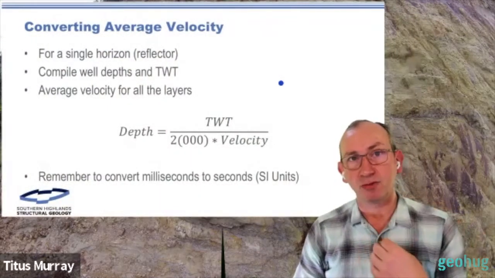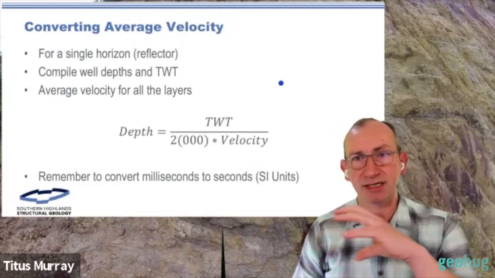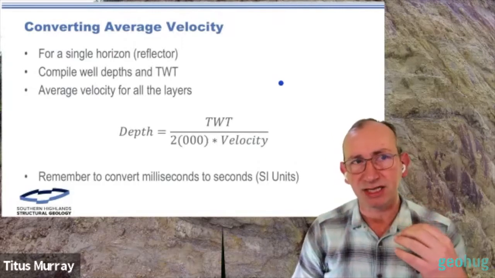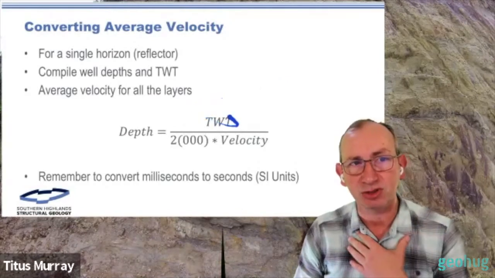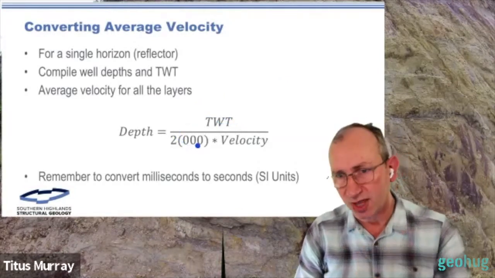The thing that really gets us from two-way time to depth, this is where we can start to really understand what our geometries look like. And really all we do to get from two-way time to depth is we divide it by 2000, milliseconds to seconds, and we get to velocity.